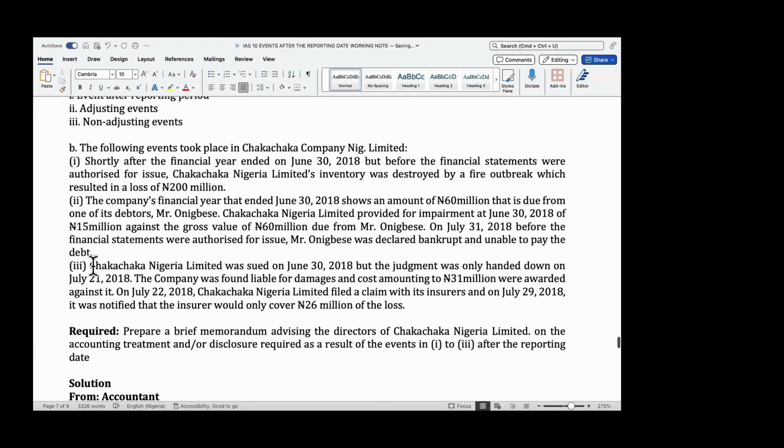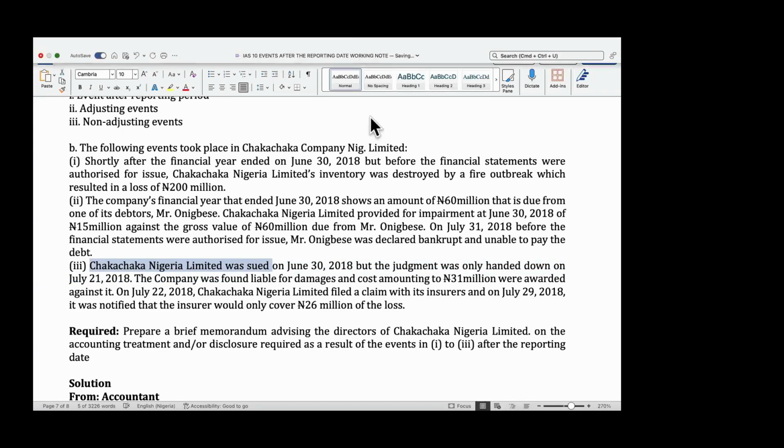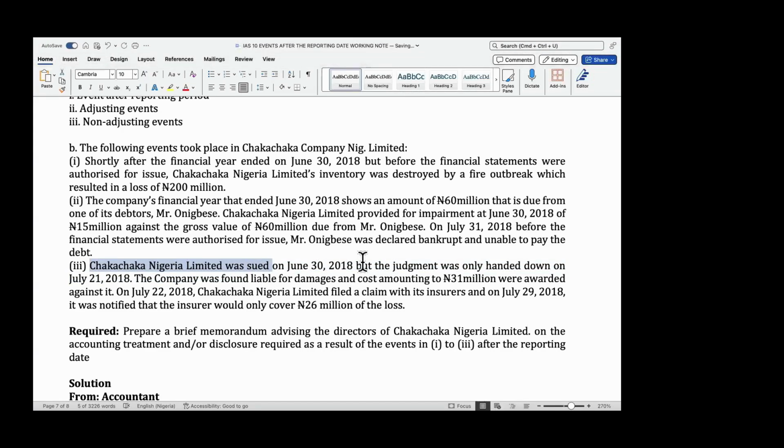Okay, and finally, it says Shaka Shaka Nigeria Limited was sued on June 30th, 2018, but the judgment was only handed down on July 21st, 2018. The company was found liable for damages and costs amounting to 31 million were awarded against it. On July 22nd, Shaka Shaka Limited filed a claim with its insurers. On July 29, 2018, it was notified that the insurer would only cover 26 million of the loss. How do we treat this? Can anyone respond to this one?